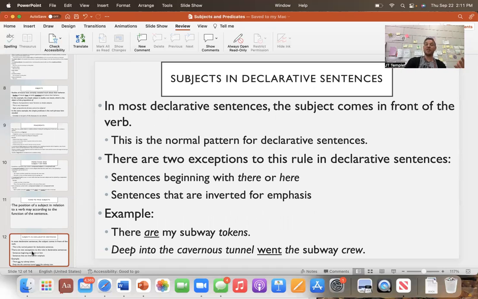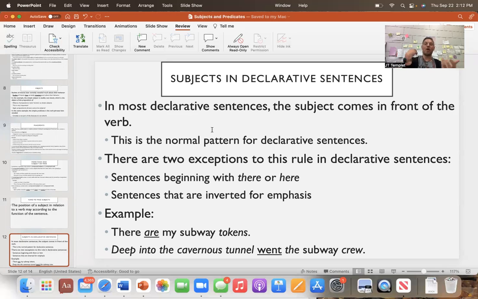In most declarative sentences, the subject comes in front of the verb, right? If I'm saying Claudia went to the grocery, Claudia, starting the sentence, is my subject. What did she do? She went. However, there are two exceptions to this rule in declarative sentences. That's most sentences that begin with there or here, because there is not the subject, right? It is an adverb.